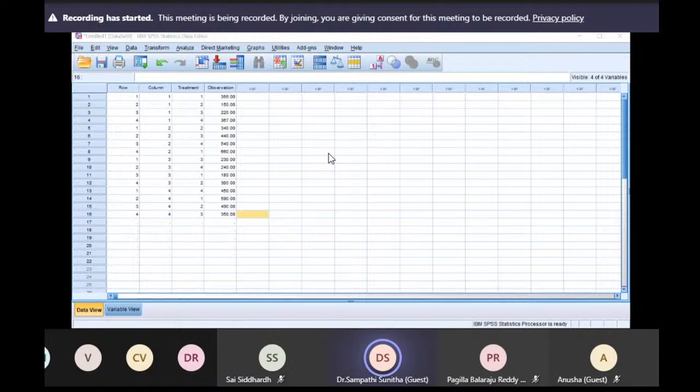Similarly for group two you write 6 times, with 1, 2, 3, 4, 5, 6, and for group three you write 6 times, with 1, 2, 3, 4, 5, 6. Whatever the observations, you enter them here. Then just go to the Analyze button, select Compare Means, and select One-Way Analysis of Variance.